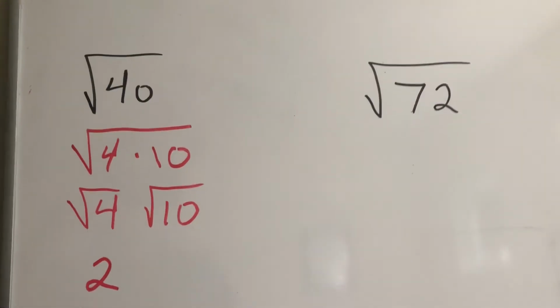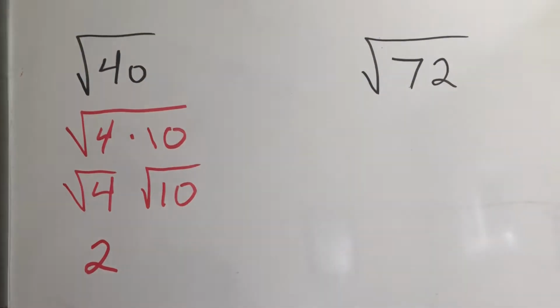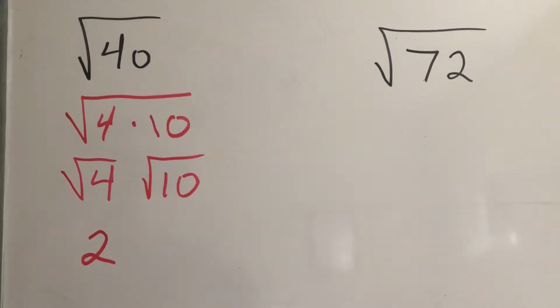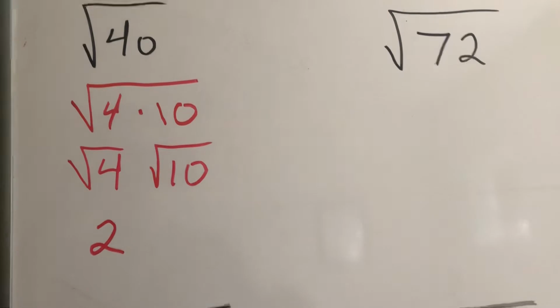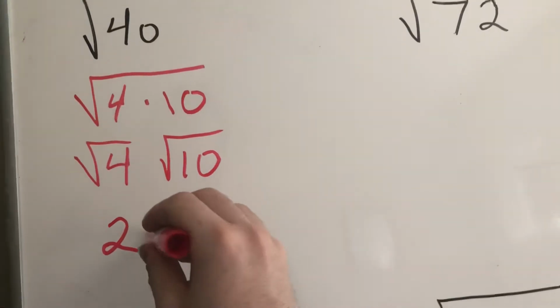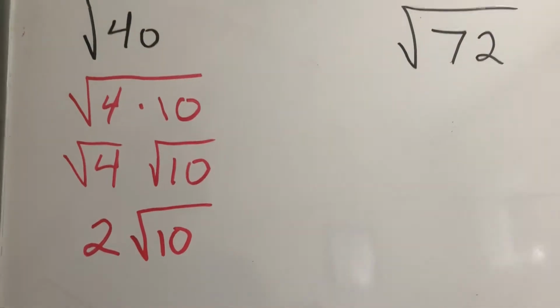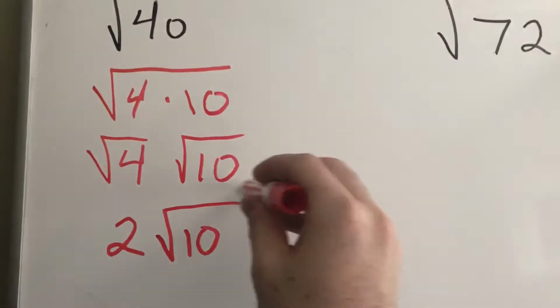Radical 10 is not a perfect square. Does it contain any perfect square factors? The only factors of 10 are 1 and 10 and 2 and 5, so it does not. So that means I need to keep it as radical 10. So this answer is 2 root 10. It represents 2 times root 10, and that's all I can do to simplify it.